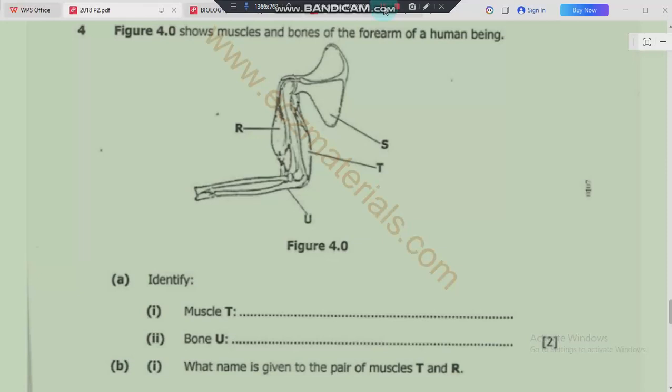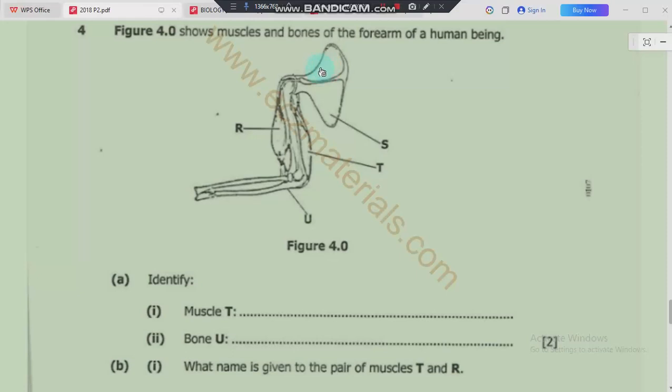All right, since we did the skeleton, I want us to attempt this question from a past paper. It says in the question, figure 4.0 shows muscles and bones of the forearm of a human being.